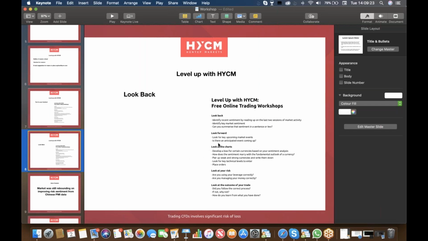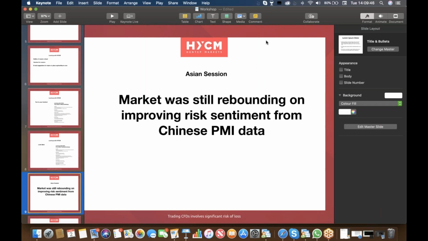So we're going to look at the last 2 sessions of market activity. So we're going to look at the European session, which we're halfway through, and we're going to look at the Asian overnight session, which has just happened. Okay. So when we look back, there's one key event that's really been moving the market. And this was an event that I flagged up at the start of the week on my weekly email that I send out to HYCM clients, to watch out for Chinese PMI data.